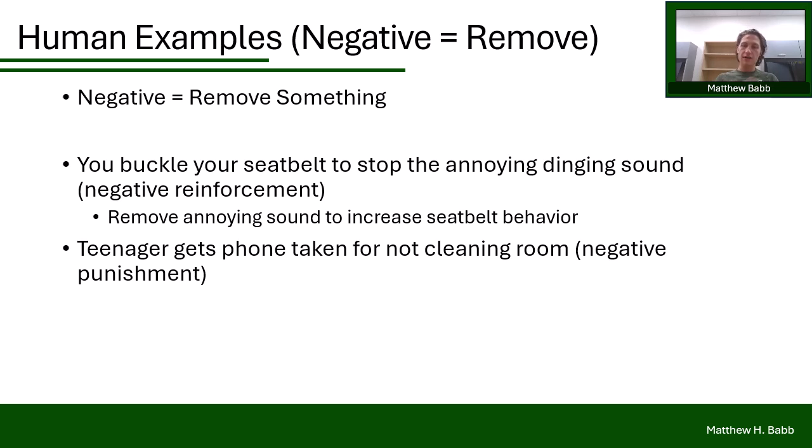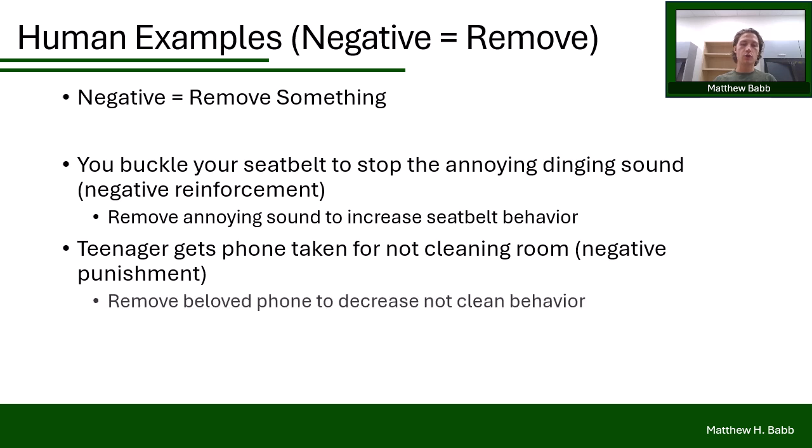And then I already kind of talked about negative punishment. This one's a little bit more common, and this is when something like a privilege or something rewarding gets taken away in order to decrease behavior. And so you remove a teenager's phone because you don't want them to not clean their room, right? So the behavior is not cleaning one's room. And so to decrease that behavior and actually increase cleaning, you would remove their phone, right? Their beloved, rewarding phone.